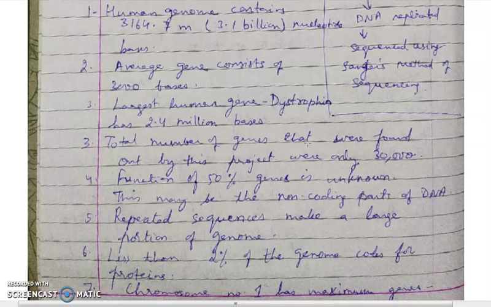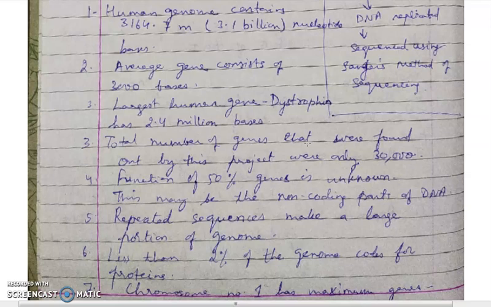The function of 50% of genes was unknown. They were the non-coding parts of the DNA. Then a very important thing they found out was that repeated sequences made up a large portion of the genome. That means suppose a sequence A, T, C, T, G, T was there. This same sequence was found at various places in the same genome.